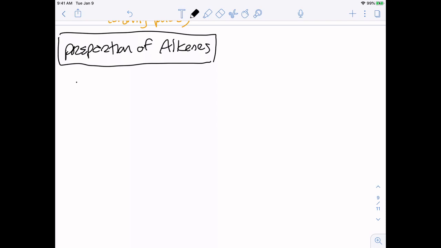So our first way, a dehydrohalogenation. De- means we're removing, and then hydro, a hydrogen, halogenation, a halogen. So we're removing HX. So dehydrohalogenation of our alkyl halide with a strong base.